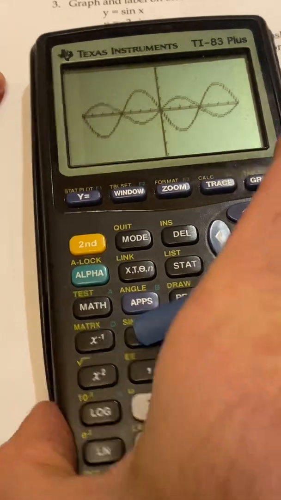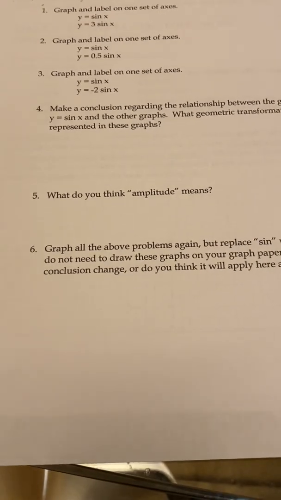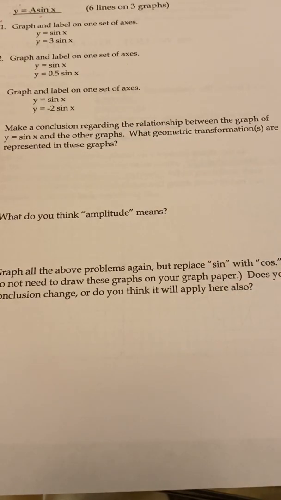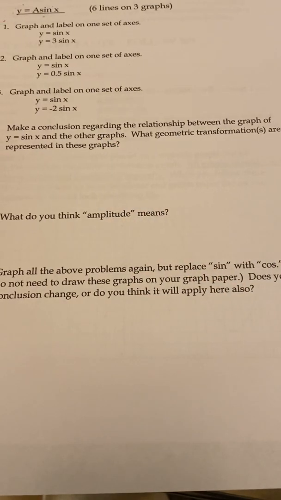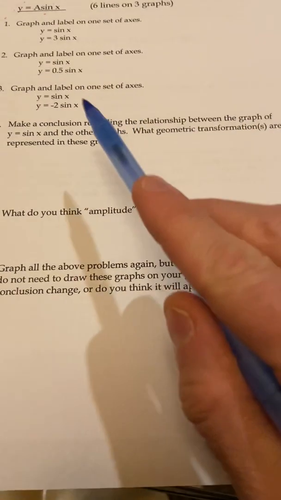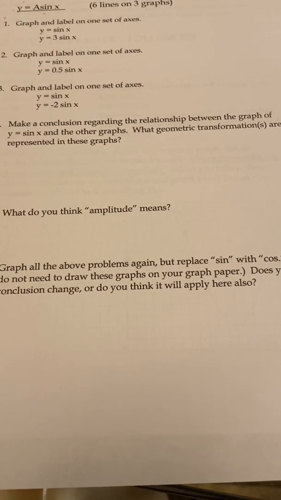Now, question 4 says make a conclusion. Here, let me zoom back out just a little bit, about the graph of sine and the other graphs, meaning what transformations are represented in these graphs. Well, this is where we want you to go back and think about the first semester project investigation where we did all of the shifting, the stretching. We're saying, okay, what transformations do you see here? Is it a shift? Is it a stretch? We just want you to use that in words.